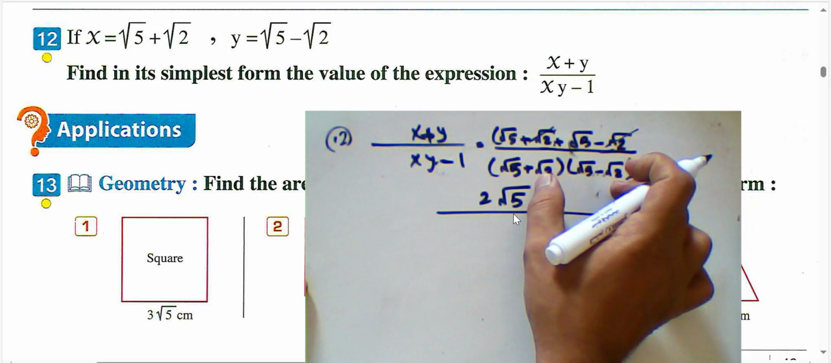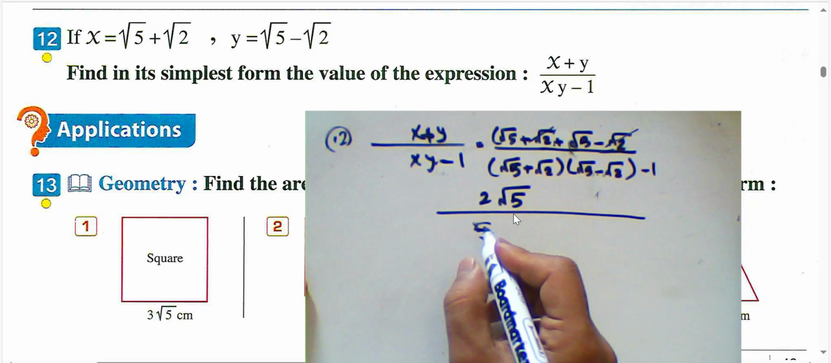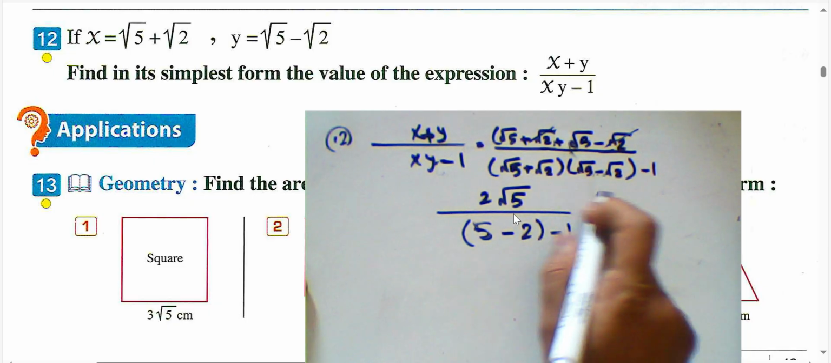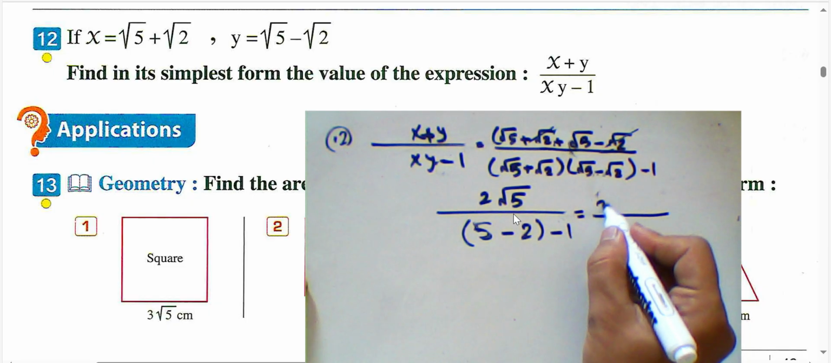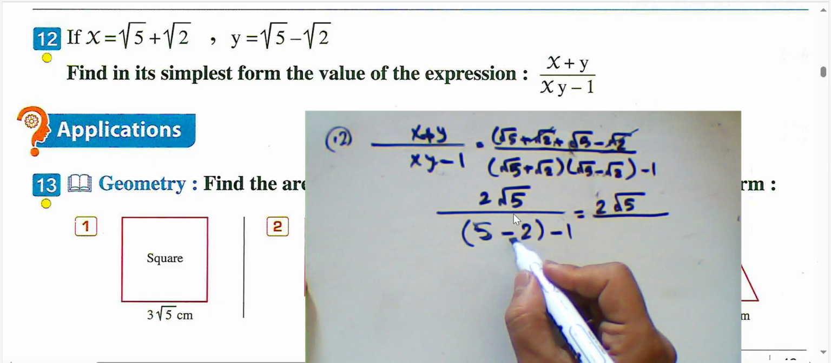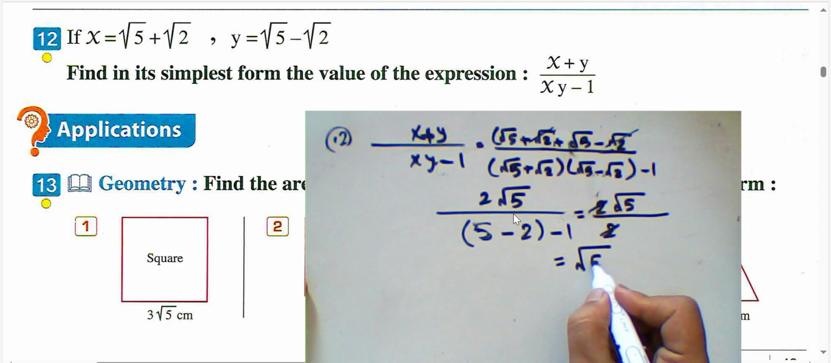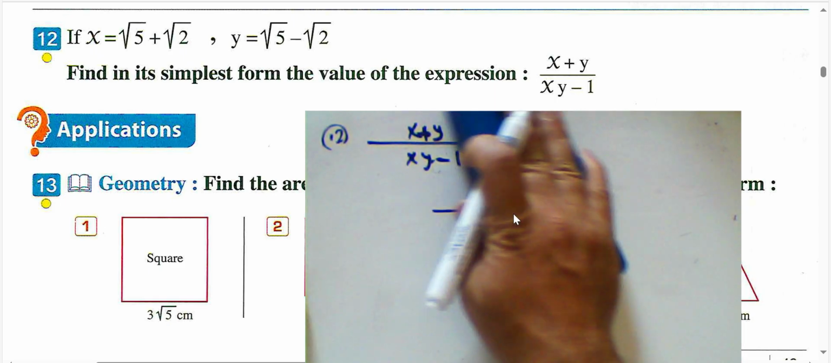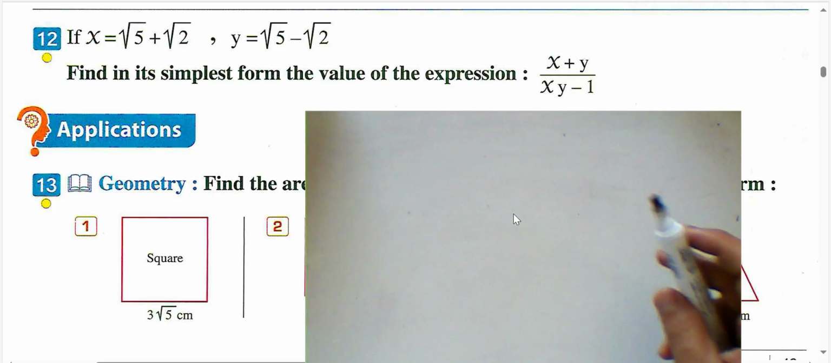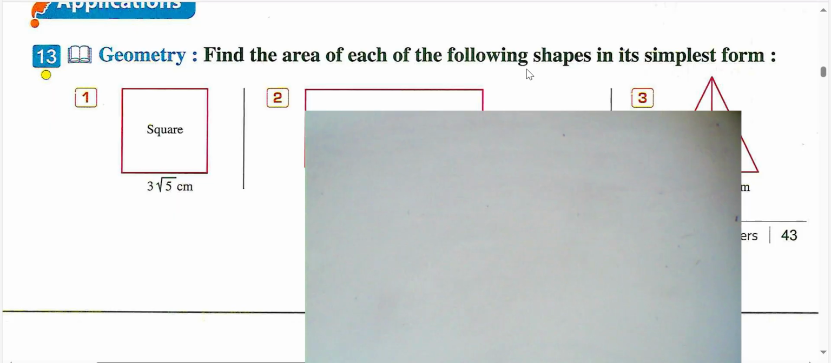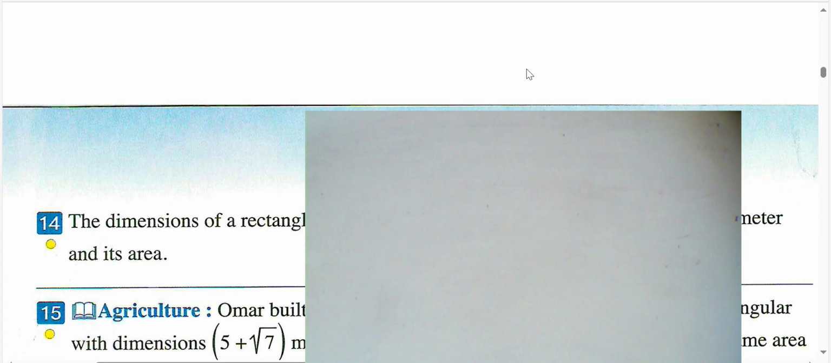Now multiply by the conjugate, so root 5 times root 5 equals 5, and root 2 times negative root 2 equals negative 2. The result equals root 5 over 5 minus 2... 3 minus 1 is 2, 2 divided by 2 is 1, and 1 times root 5 equals root 5. Okay, this is the simplest answer for this question. Understood? Next question.